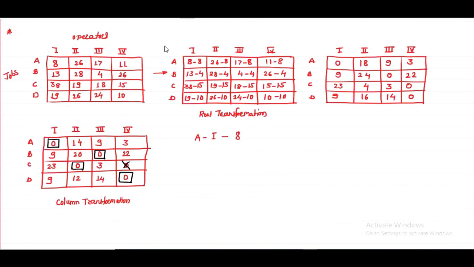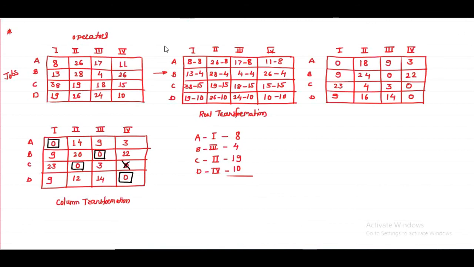Then B is assigned to the third operator, and at this position the value in the original matrix is 4. Then C is assigned to the second operator, and at this position the value is 19. And the fourth one, the D job, is assigned to the fourth operator. At this position the value is 10.